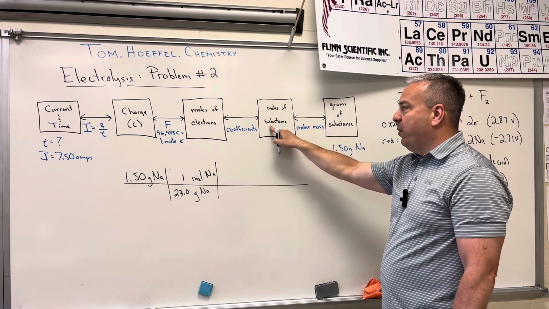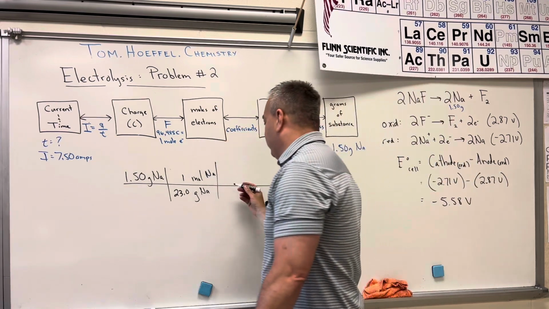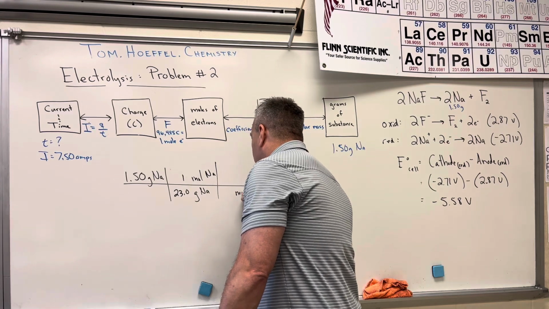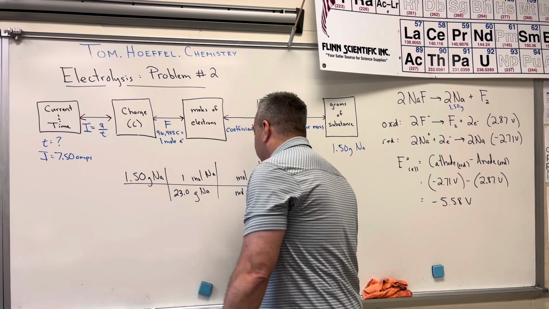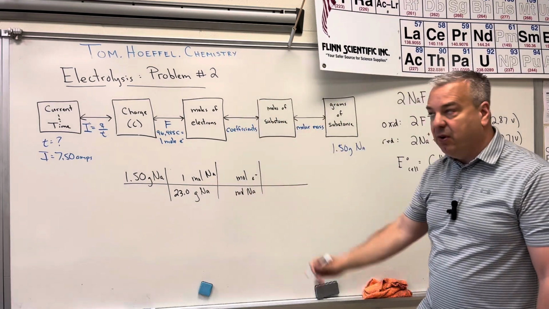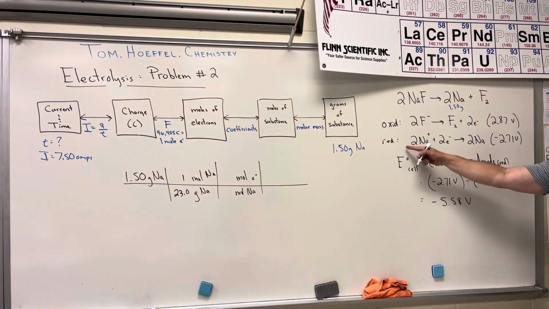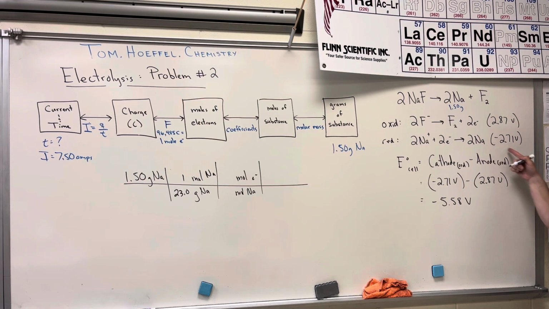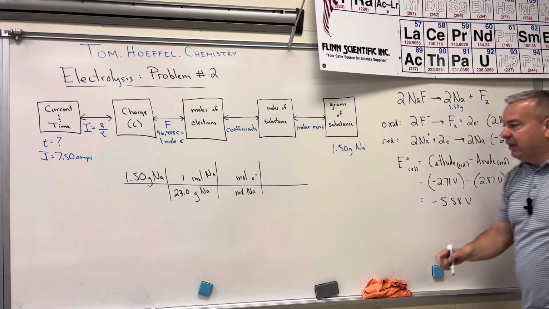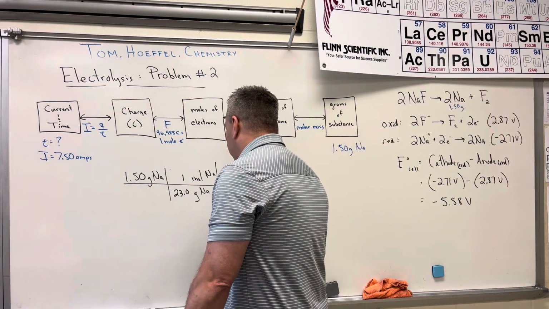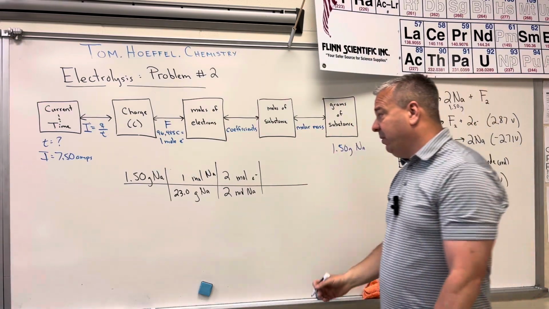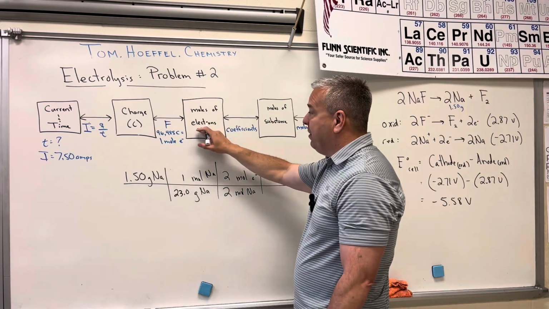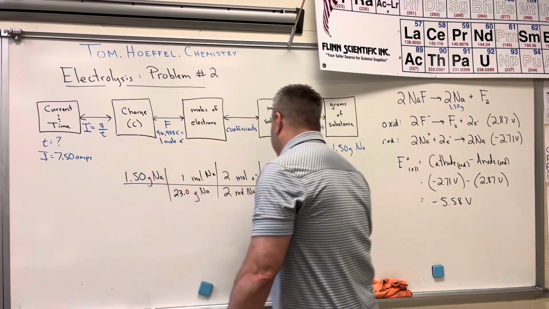The next step is to go from moles of the substance to moles of electrons. So I'm going to go from moles of sodium to moles of electrons. I need an equation that has moles of sodium and moles of electrons, and that's going to be this reduction reaction. The coefficients are 2 for the sodium and 2 for the electrons, so it's a 2-to-2 ratio. It really doesn't do anything, because when you multiply by 2 and divide by 2, it doesn't change anything.